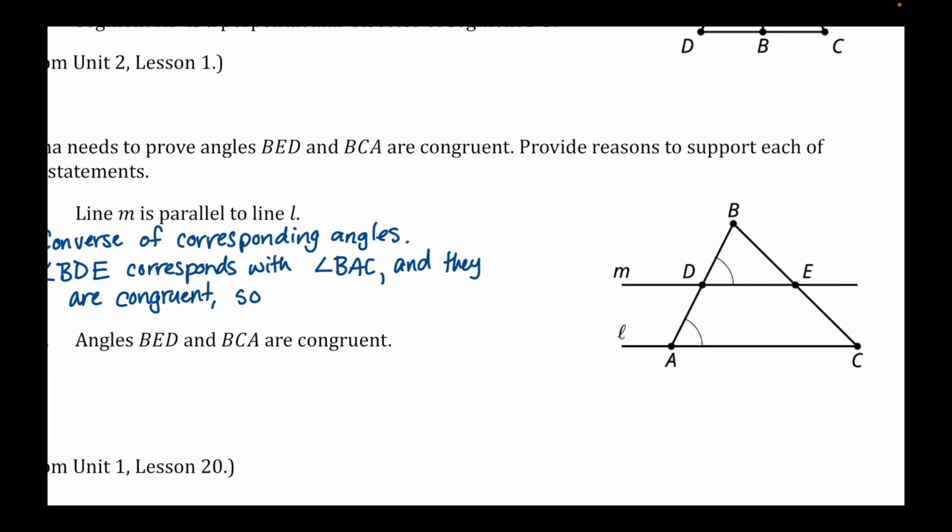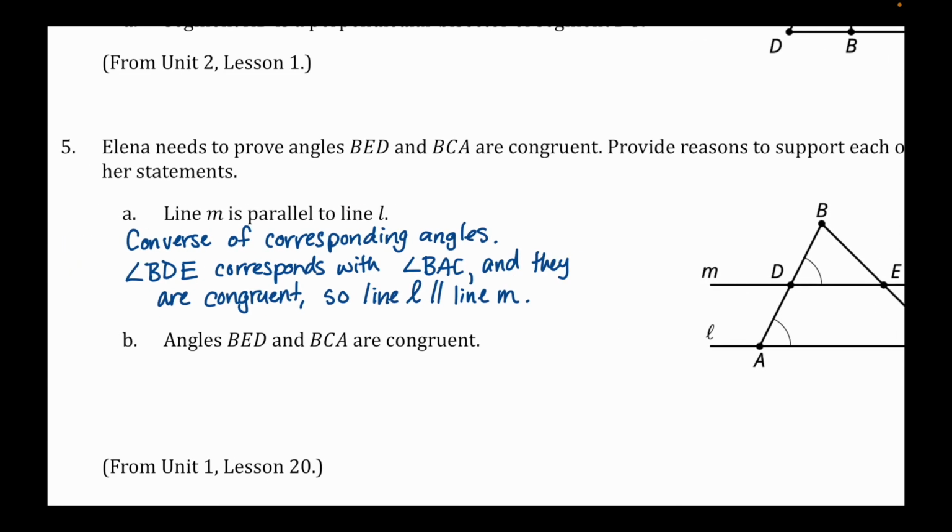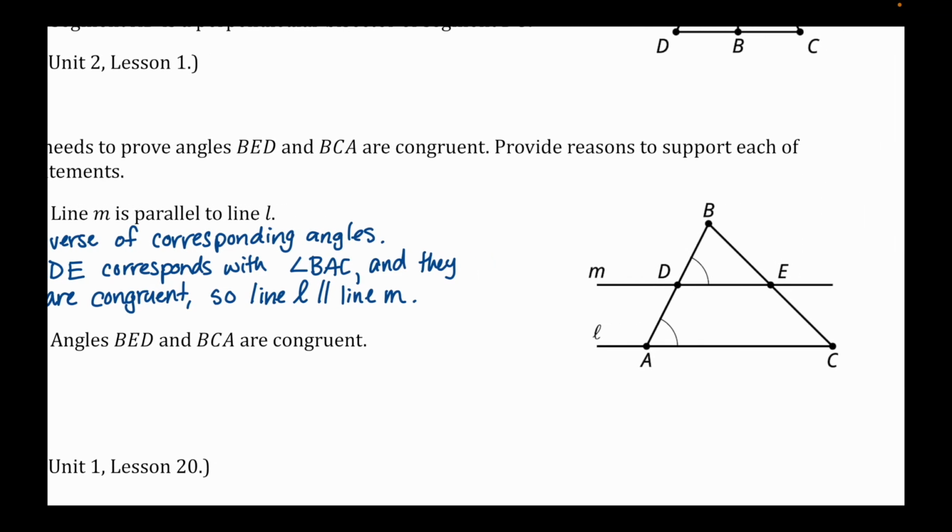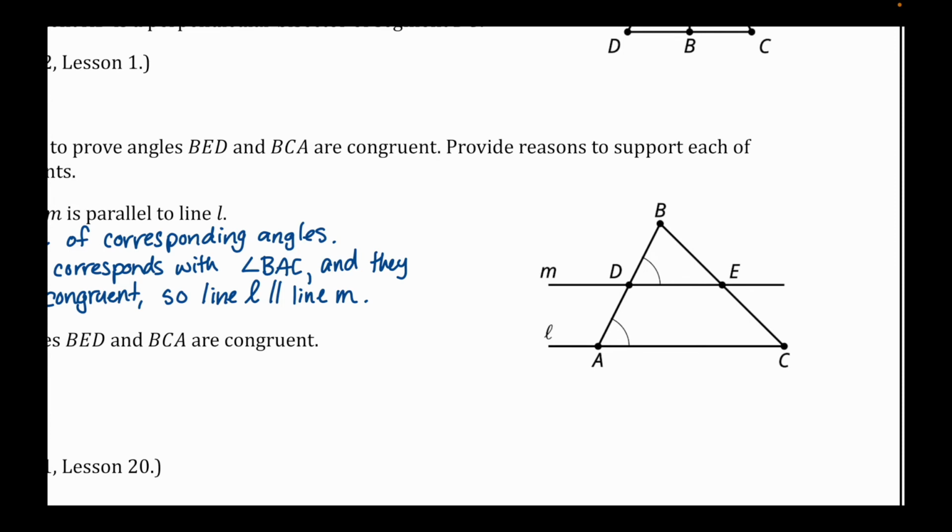So line L parallel to line M. That's the more detailed version of it, but using that property. Okay, so now for BED and BCA, that is this angle here and this angle here. We want to know why we're allowed to say those two red angles are congruent.